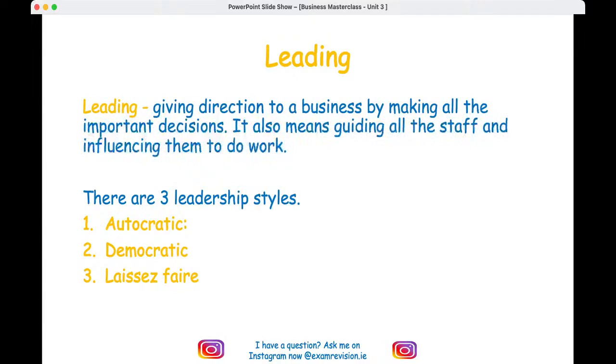So an autocratic manager believes that they should be in control and should supervise their staff. There's a lack of trust, and they're very much the person who's in control and doesn't really consult with their staff.